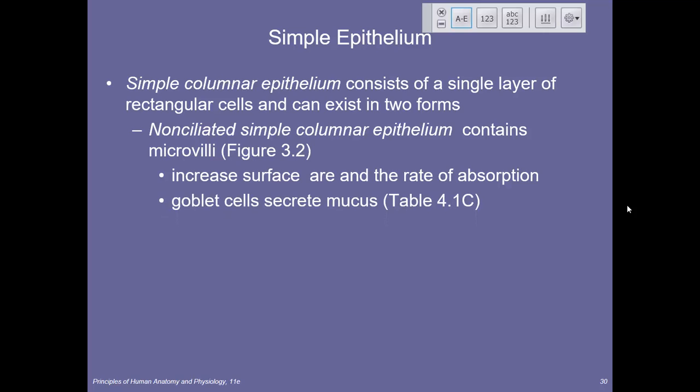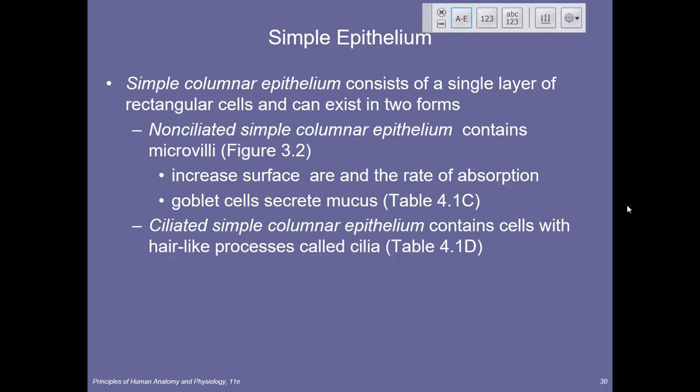Goblet cells, and this is going back to what CJ was saying and what Zach was saying about mucus. Goblet cells produce mucus, and so they're located in lots of areas where mucus is needed. Remember, mucus is both a lubricant and an adhesive. It can function as both. And so you're going to find goblet cells, which are these non-ciliated simple columnar cells, everywhere, in lots of different places.